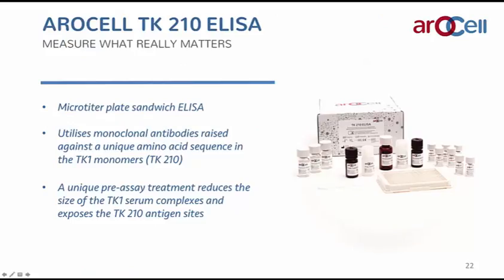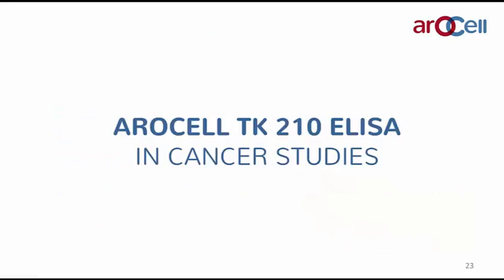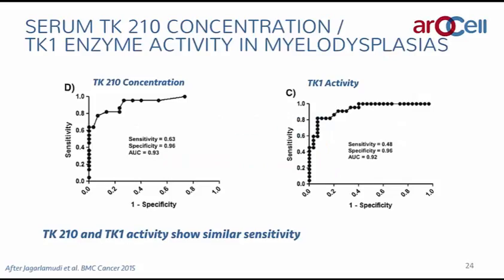So what about the assay? Well, my colleague Martin Shaw will soon tell you more about this type of assay, but I will just shortly describe it. It's a micro-titer plate, a so-called sandwich standard ELISA, using 2 monoclonal antibodies, one on the plate and one in the bottles here, and a unique pre-assay treatment, and we'll hear more about this later. So a little bit of the studies that have been performed, some results.